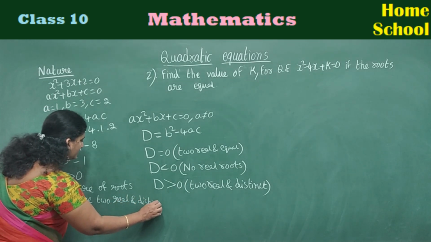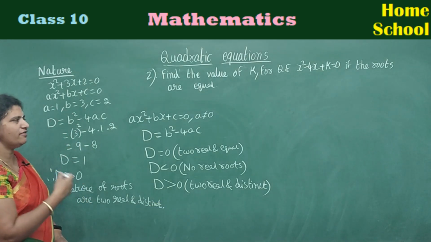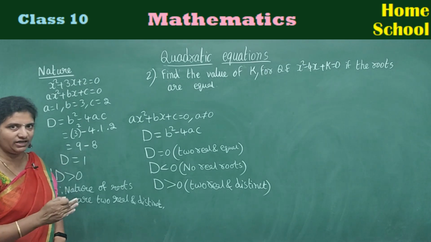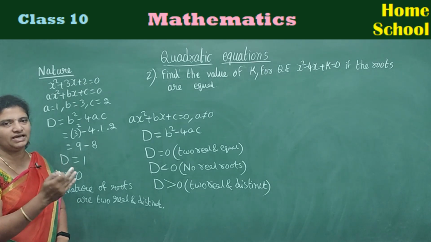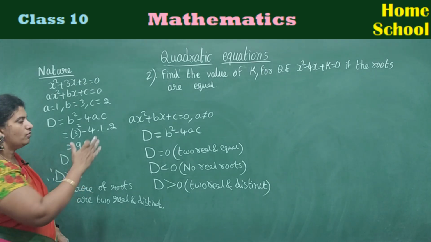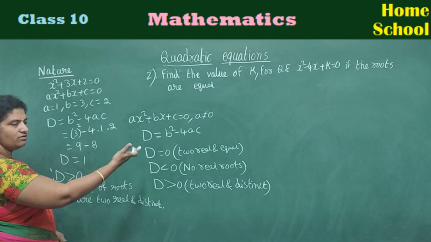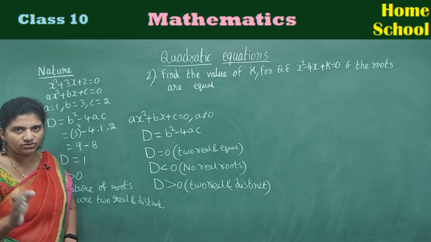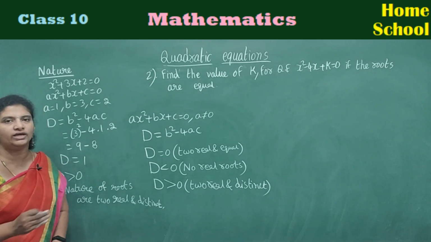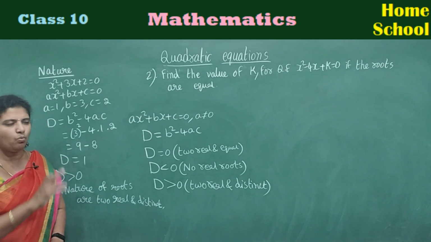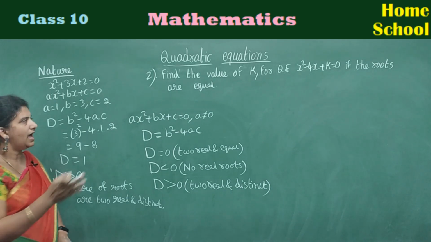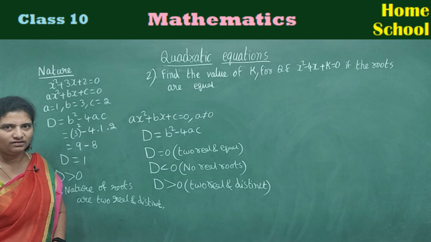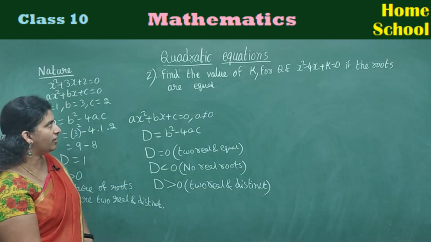Two real and distinct. Like this, if you have any equation, compare with the standard form of the quadratic equation, write a, b, c and find the discriminant value. What are you going to get? If you get 0, say two real and equal. If you get less than 0, there are no real roots. If greater than 0, two real and distinct roots. One bit is compulsory and we may expect one problem also on nature. Right? Let's see the next problem.